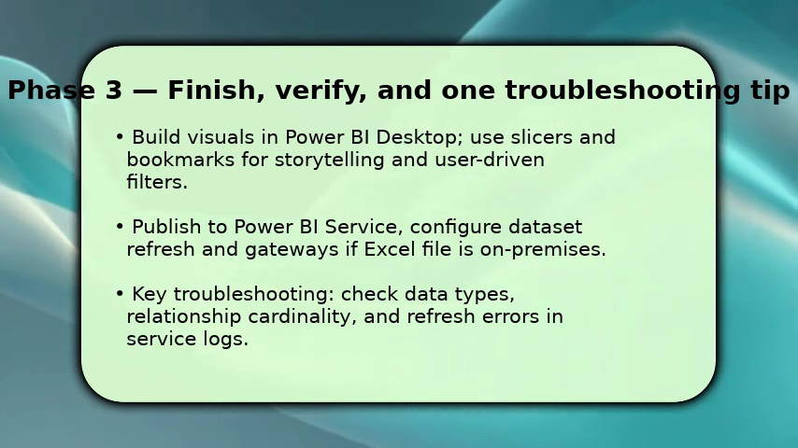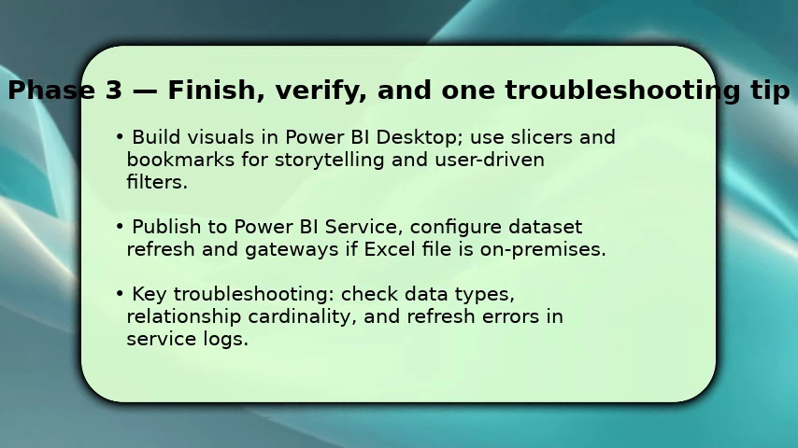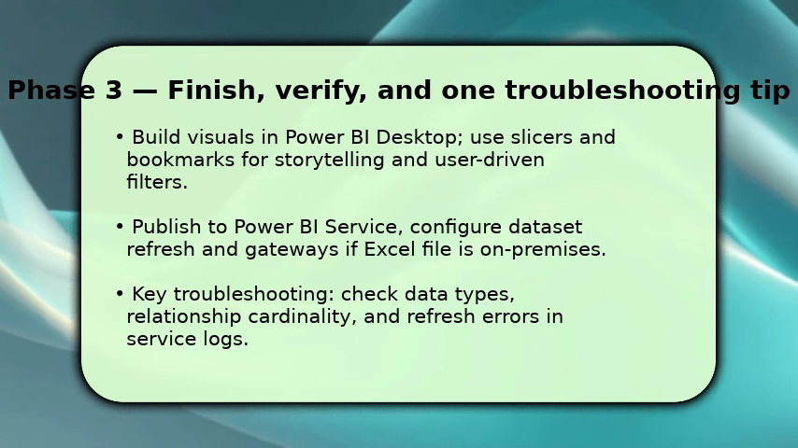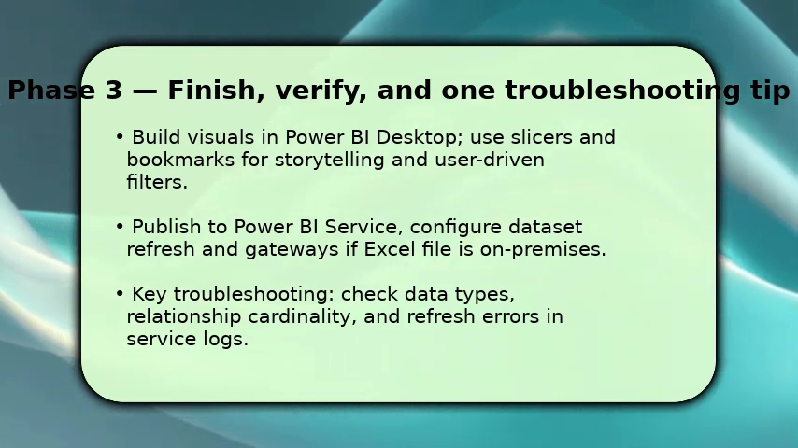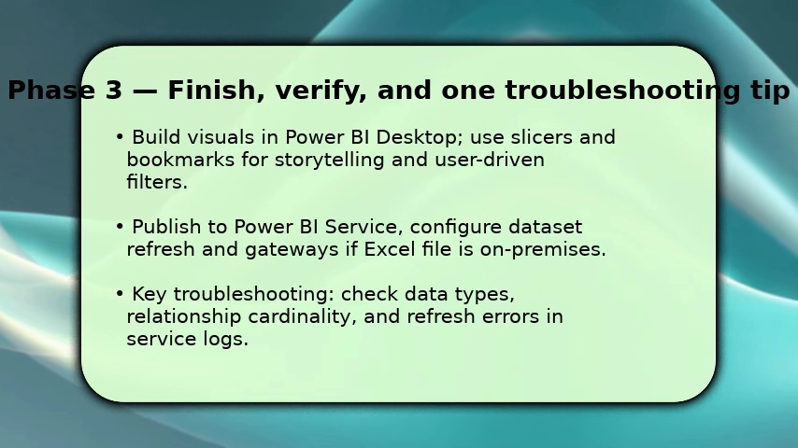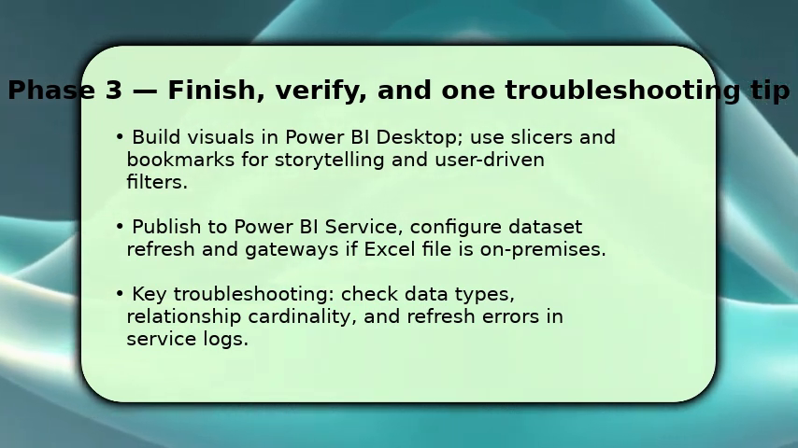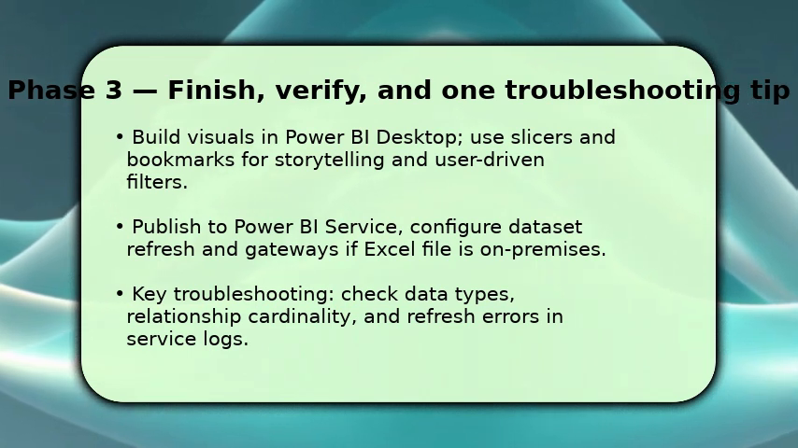Make sure to test refresh immediately and verify that measures return expected values. If something goes wrong, first check data types and relationship cardinality. Often mismatched types or many-to-many joins cause blanks. Lastly, review refresh error messages in the service for precise fixes and repeat.